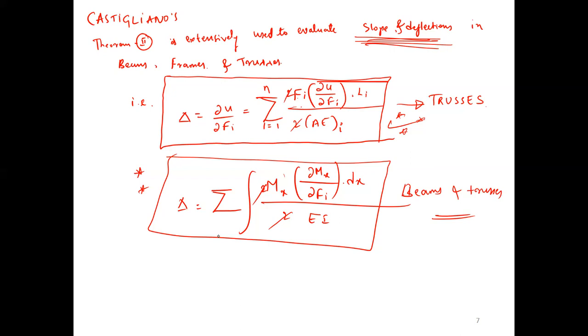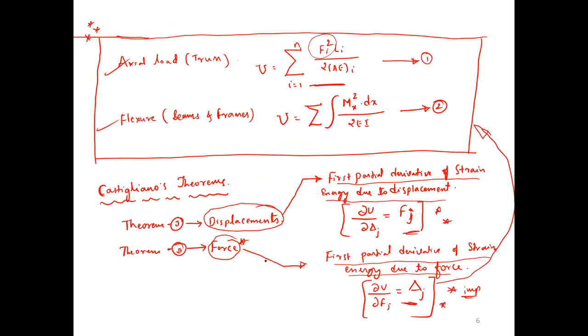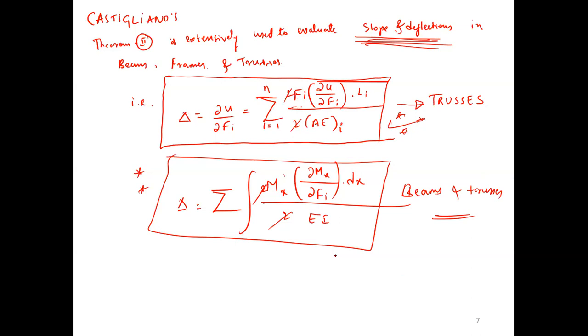Any doubts? Yes, have you got this? This is a very, very important theorem. Any doubts here? Using these two equations only we have written the Castigliano's second theorem. These two are the basic equations. Clear? Shall I move on to the next topic? Clear, these two equations?